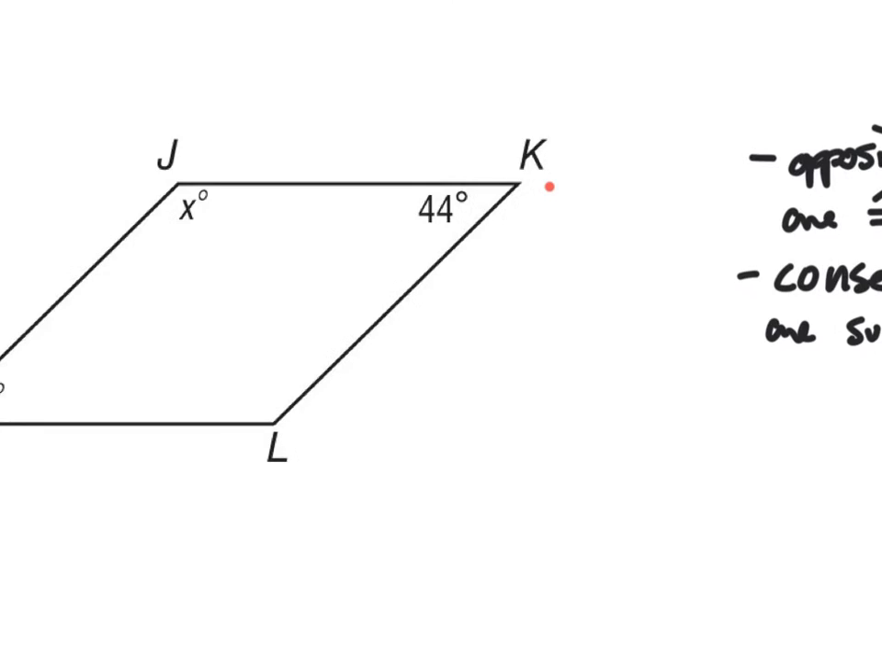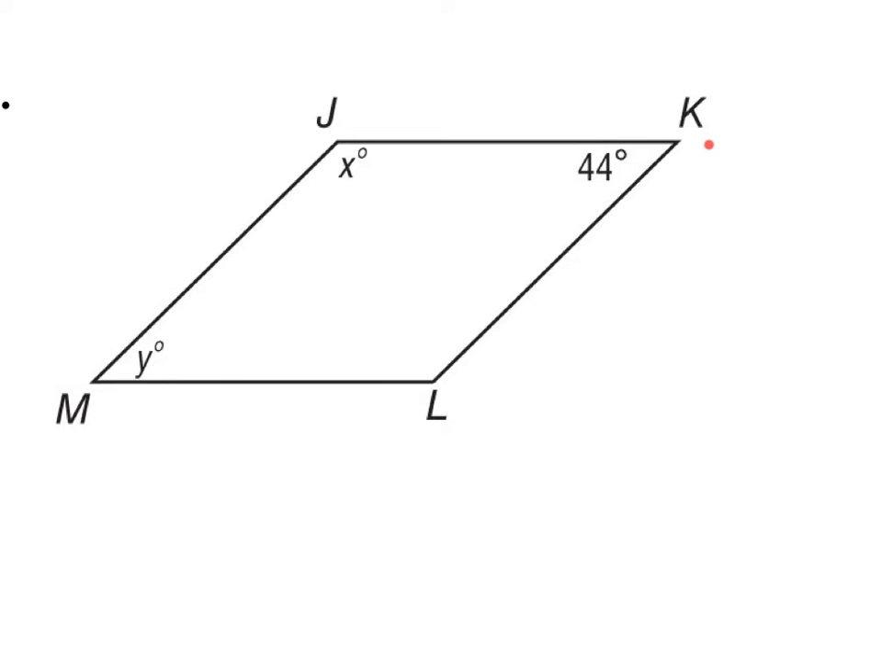So since that's the case, I do want to say this. I'm going to say that this angle M here is congruent to angle K, all right? And then I also know that angle J here is congruent to angle L, okay? So because angle M is congruent to angle K, which is 44 degrees, then if I wanted to find what y was, y is just 44. So I'm going to come in here and just say that y is equal to 44 degrees.